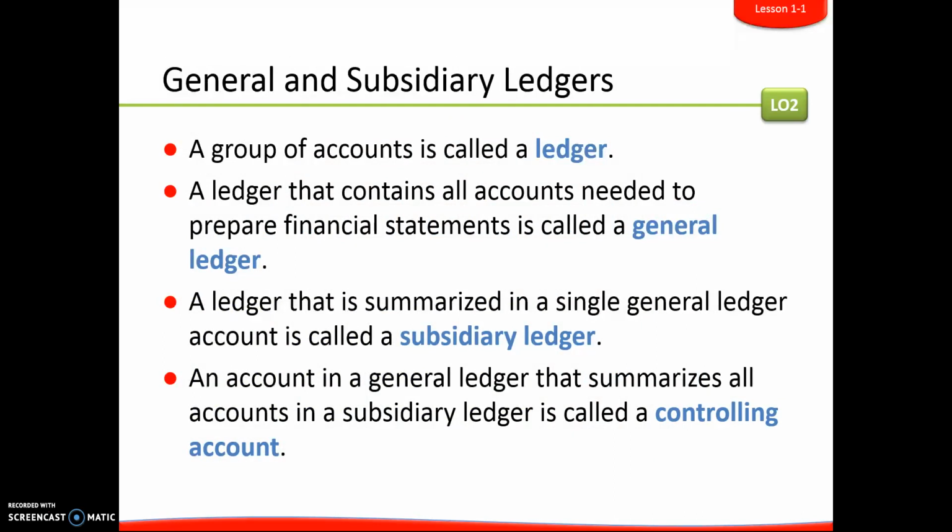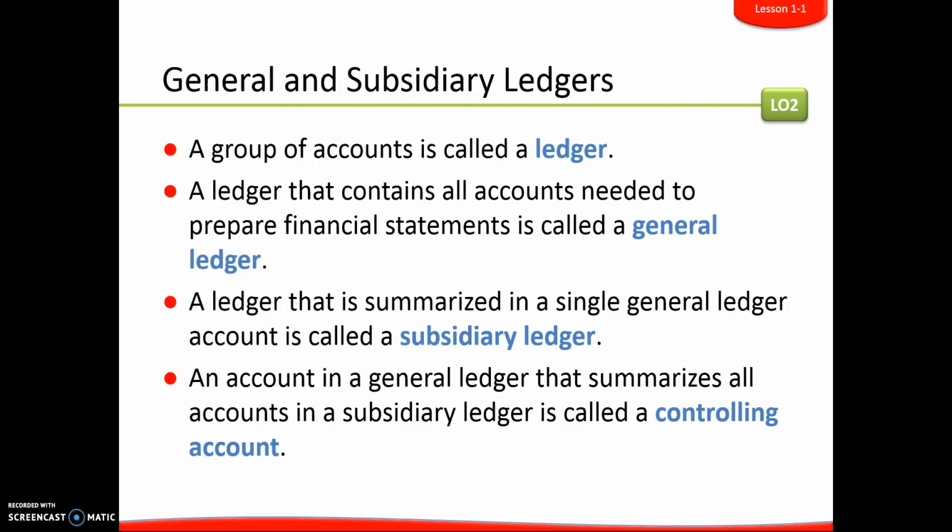So in addition to our general journals and our special journals, we also have ledgers. Our ledgers are simply a group of accounts. Our general ledger is a ledger that contains all accounts needed to prepare a financial statement. So our general ledger is going to include things like all of our assets, all of our liabilities, all of our expenses, all of our revenue, all of our owner's equity. And you also might have a specific ledger that's used to summarize a single general ledger account. You could call that a subsidiary ledger. We have 2 of them that we've worked with before. We've had an accounts payable ledger and we've had an accounts receivable ledger.